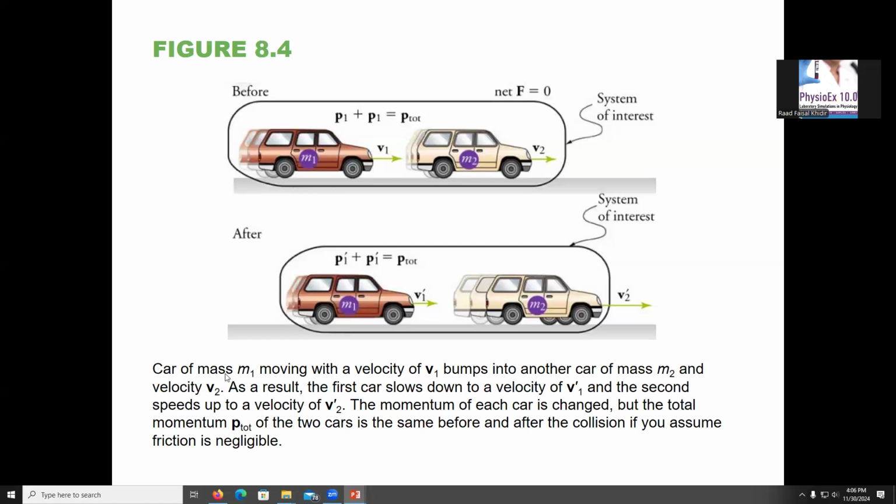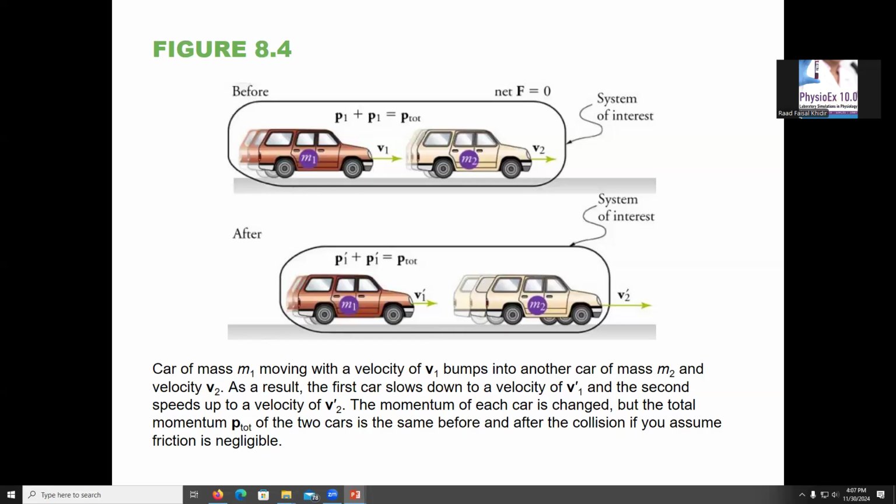So here it's telling us that a car of mass M1 moving with a velocity V1 bumps into another car of mass M2 and a velocity V2. As a result, the first car slows down to a velocity of v1 prime. So after the collision, that's before the collision, we just have p1, and after the collision, we have p prime. So prime is your momentum after the collision. But remember, before collision, after collision, the momentum before the collision and the momentum after the collision are obviously different.